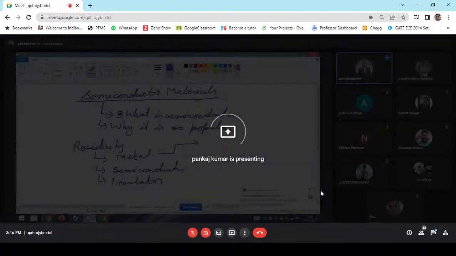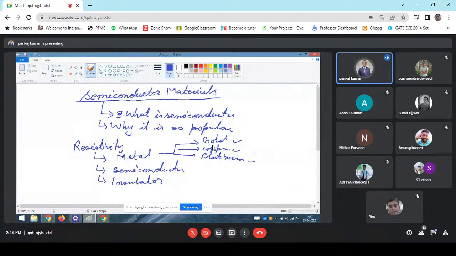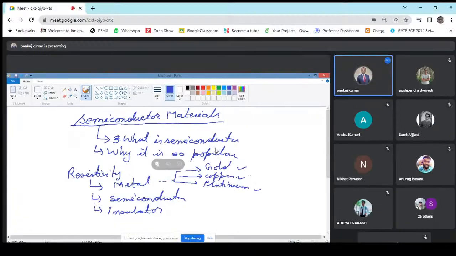Let us take the example of a few metals like gold, copper, and platinum. Which one has the highest conductivity: gold, copper, or platinum?